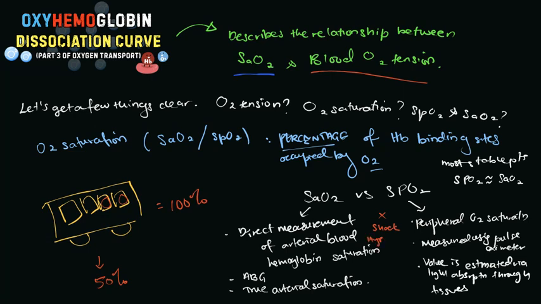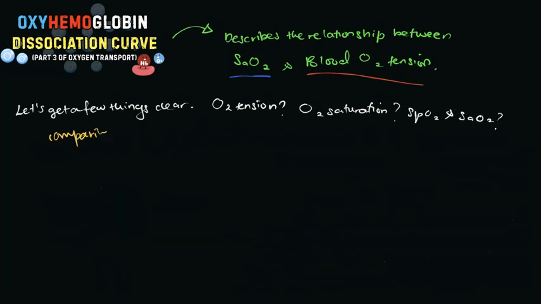So SpO2 is not always equal to SaO2. It is not reliable in patients with shock, patients with hypoperfusion, where the SpO2 will not reflect the actual saturation of oxygen. In patients with nail polish also, we cannot get the SpO2, and in severe anemia, and those with pathology in their hemoglobin. Let's take this understanding a step further.